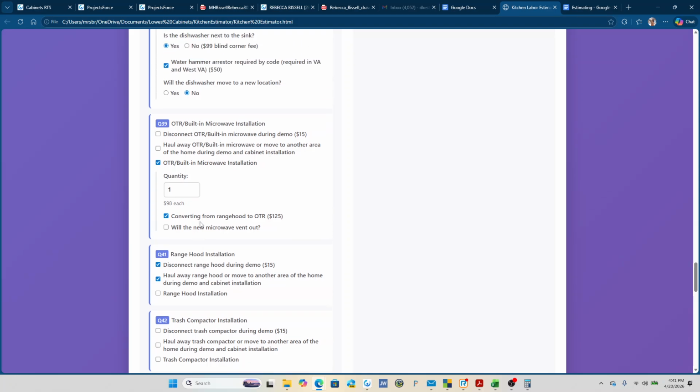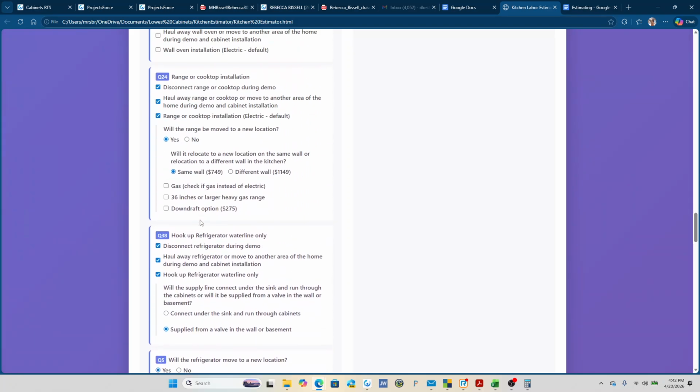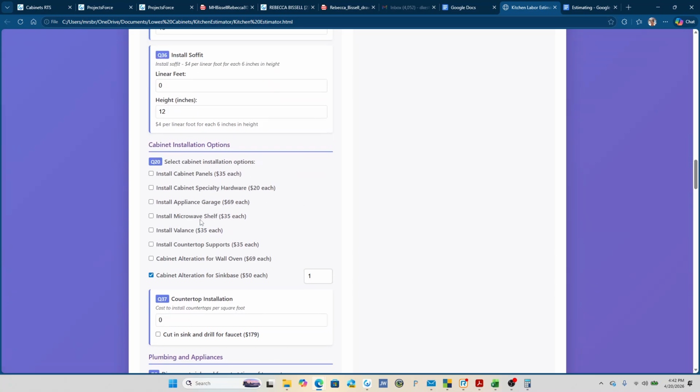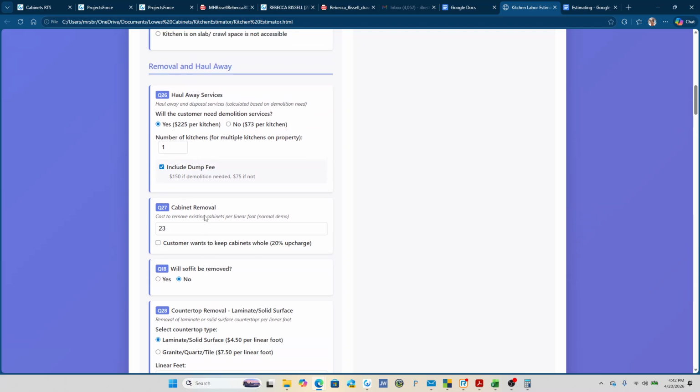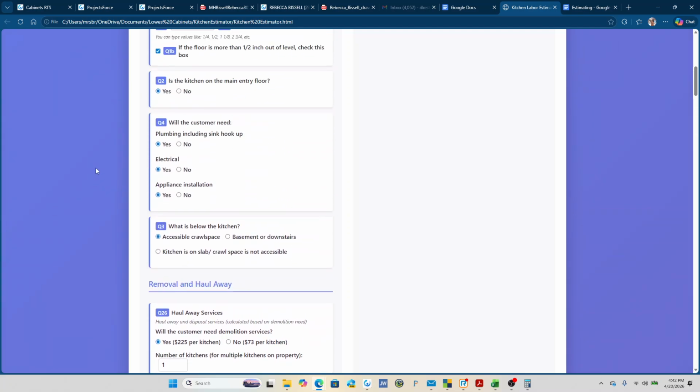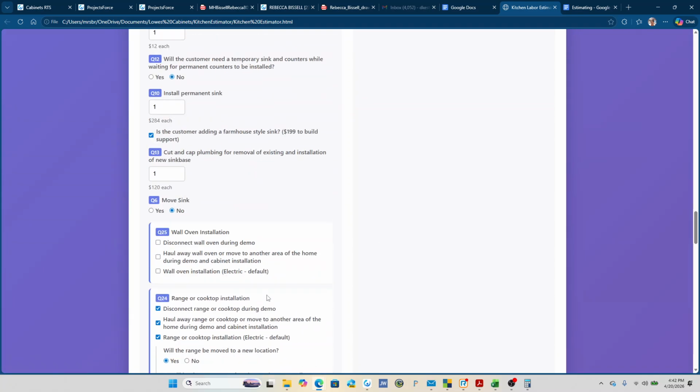We can close off all these electrical questions because in the notes we read that they have their own electrician, their own plumber. So that means no electrical, but they do want us to include the appliance installation. So that means a few things.